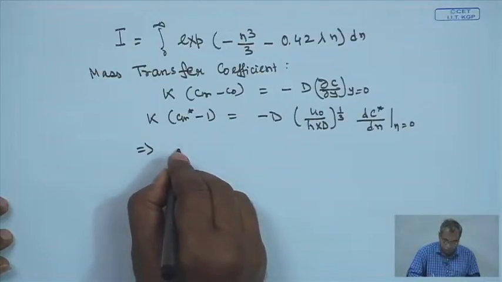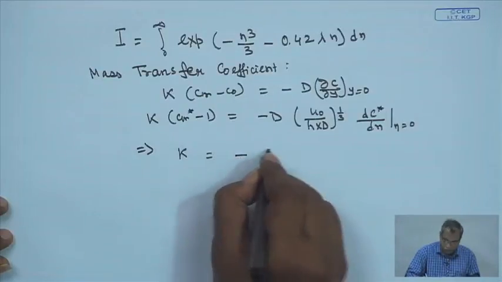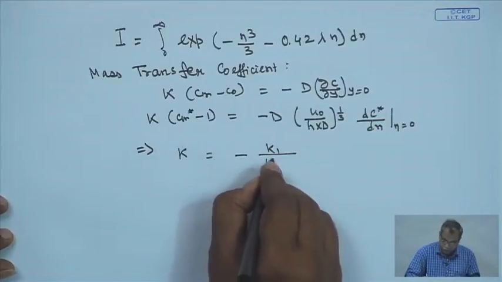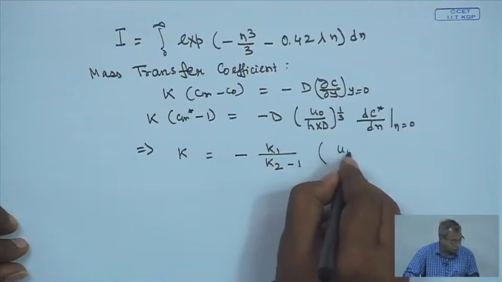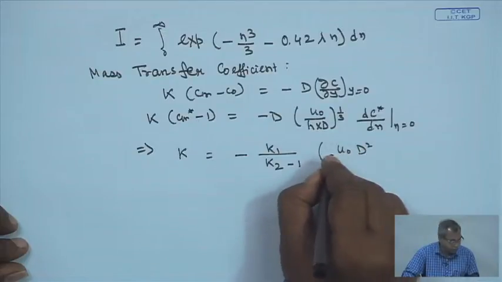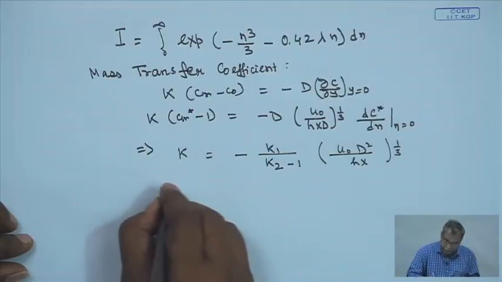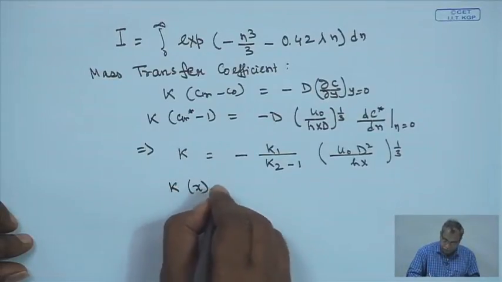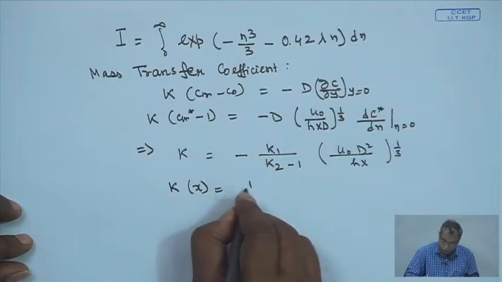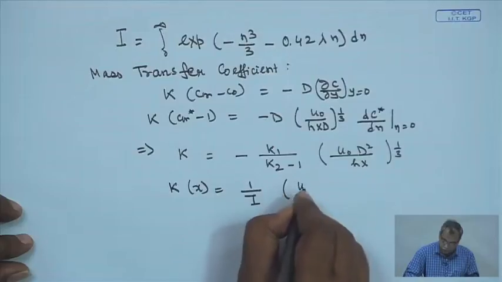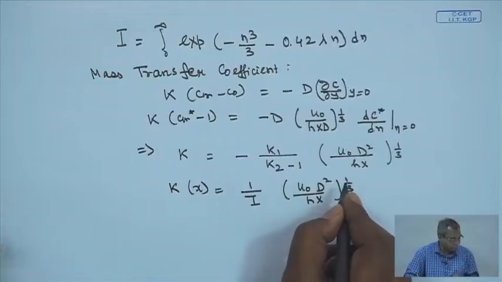So, the mass transfer coefficient can be replaced as minus k1 divided by k2 minus 1, u0 d square divided by hx to the power 1 upon 3, and k as a function of x will be, if you replace the value of k1 and k2, 1 over I, u0 d square over hx raised to the power 1 upon 3.